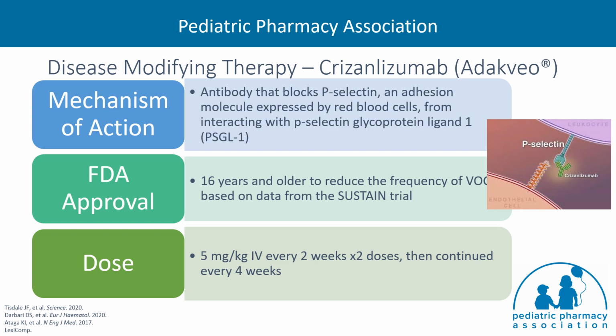It is FDA approved in patients over the age of 16 to reduce the frequency of vaso-occlusive episodes based on data from the SUSTAIN trial. And it's dosed at 5 milligrams per kilogram IV every 2 weeks for 2 doses, and then you would continue that 5 milligram per kilogram dose every 4 weeks.